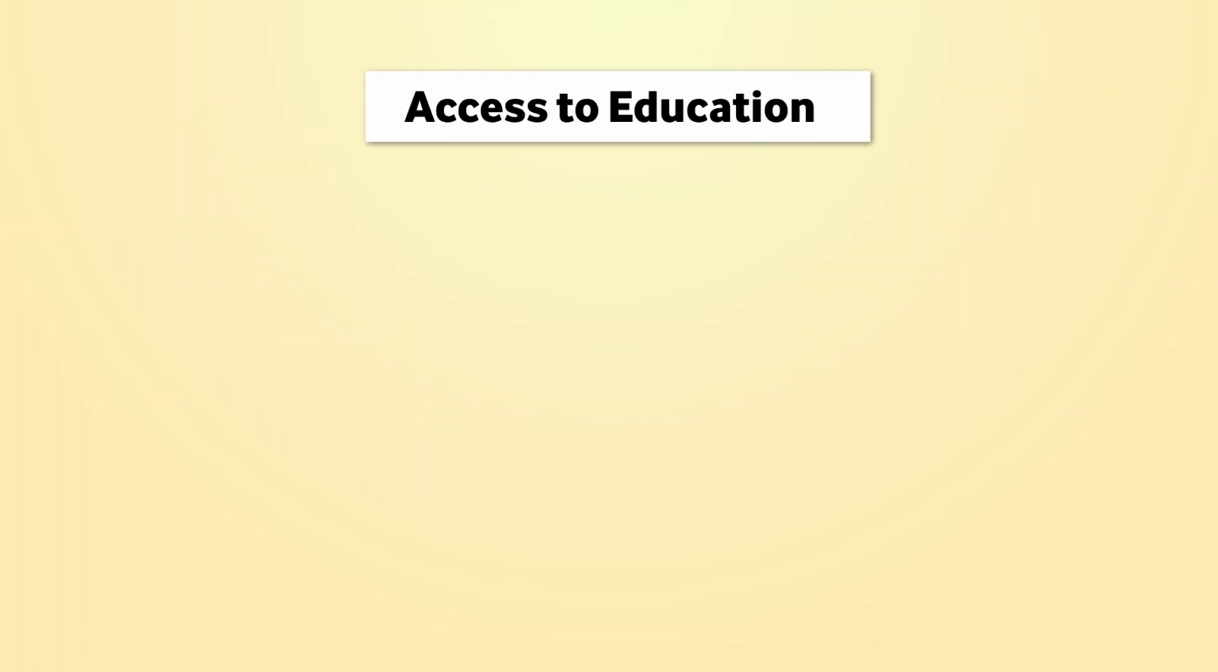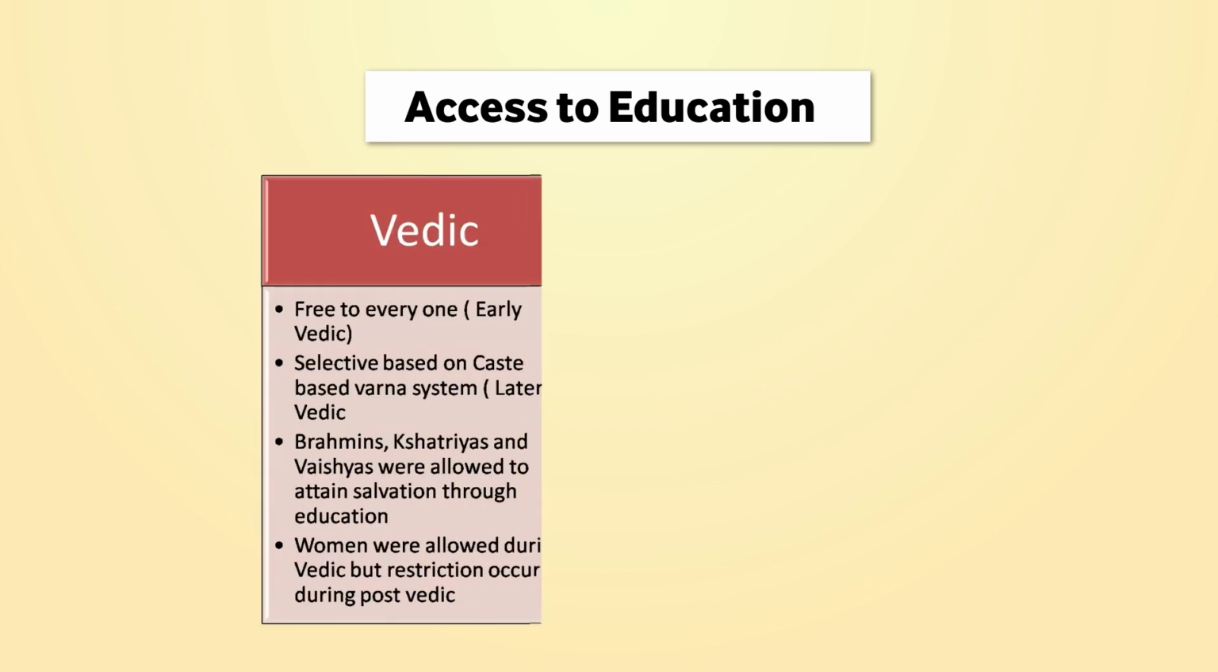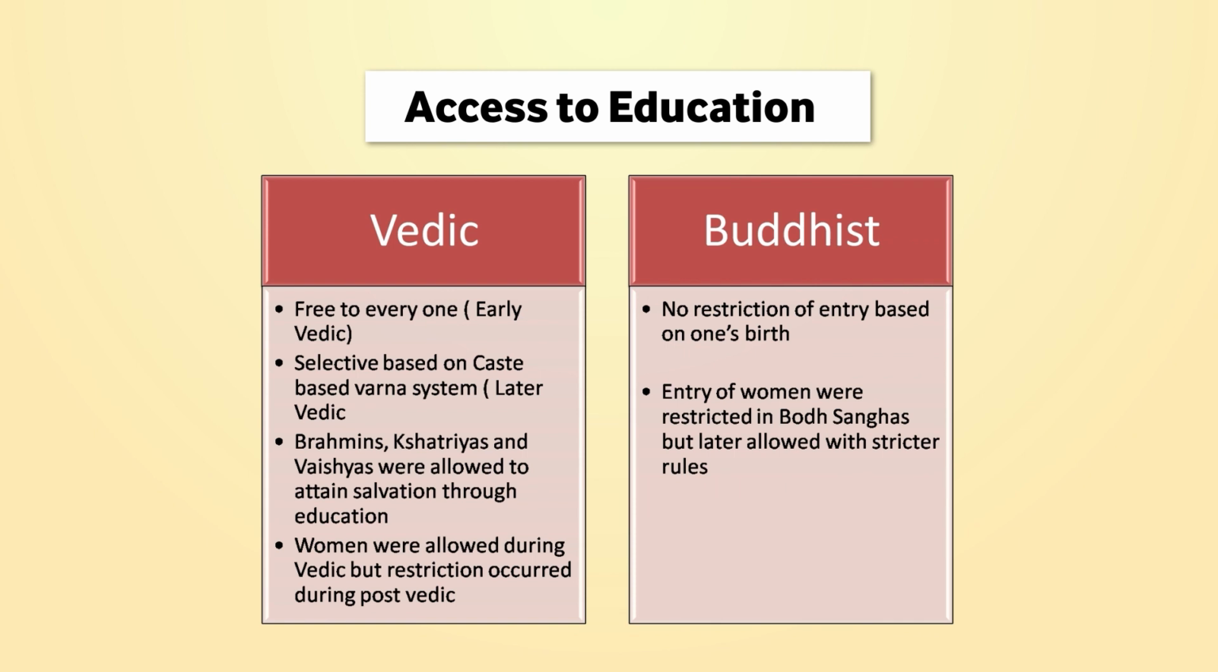Who else is given access to education in these two different systems? Let me compare in this same chart so that you get an idea about access to education in both systems. In the Vedic system, we can have two periods: one is the early Vedic and then the later Vedic system. During the early Vedic system, everyone is free to get education.